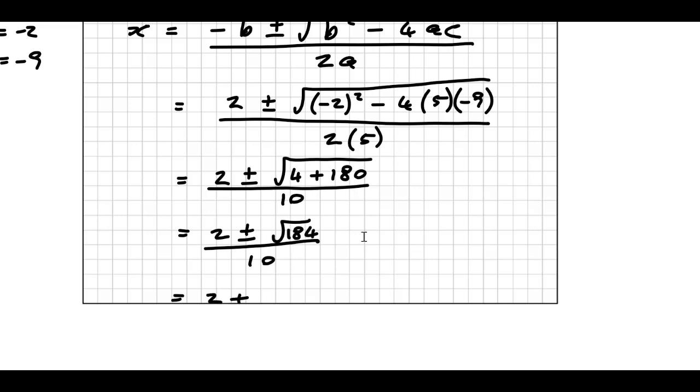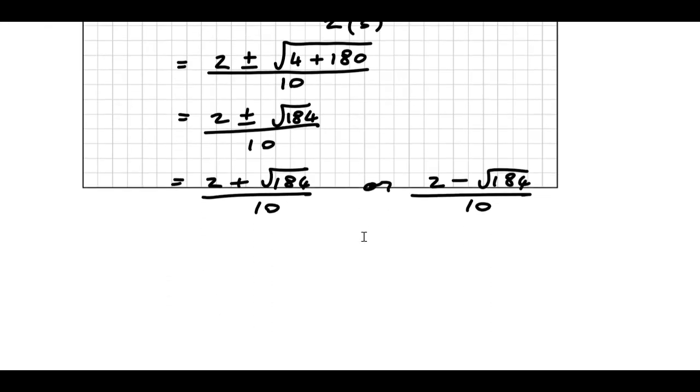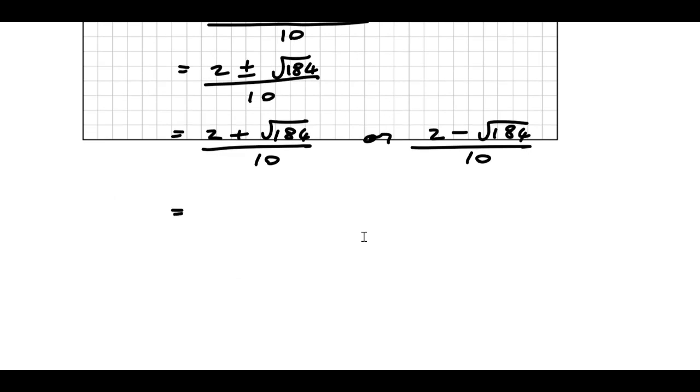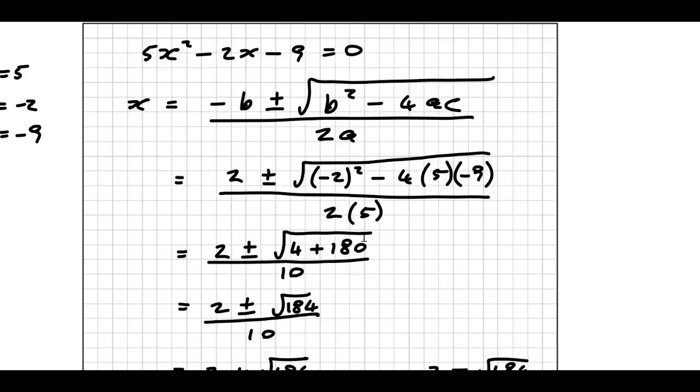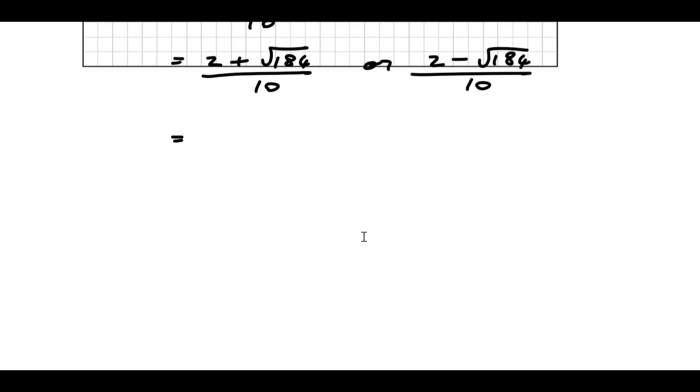So we have 2 plus the square root of 184 over 10, or 2 minus the square root of 184 over 10. So I'm just going to do these two, I think it was 2 decimal places they said. Give your answer correct to 2 decimal places. So what you've got to do is type these into your calculator. It's 2 plus the square root of 184 and then divide by 10. And to 2 decimal places, that's 1.56.